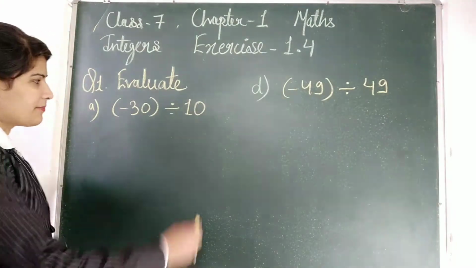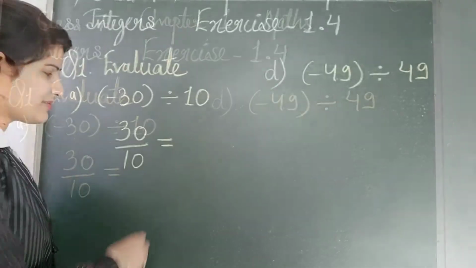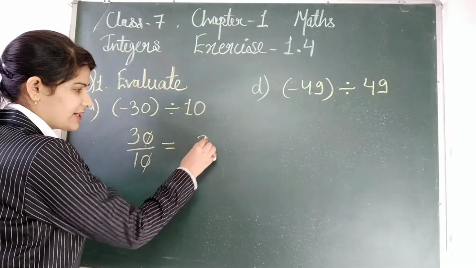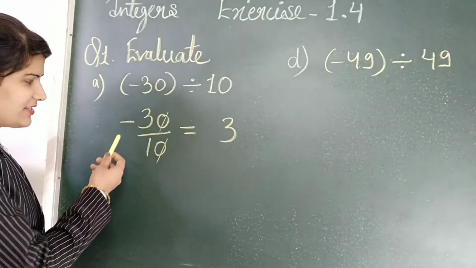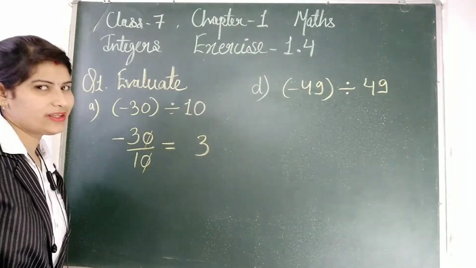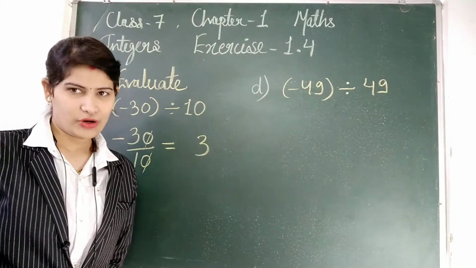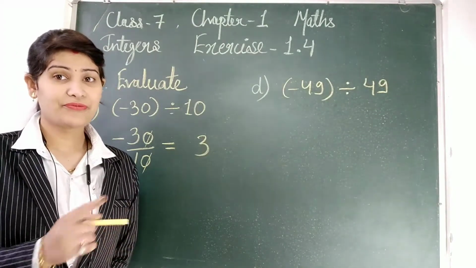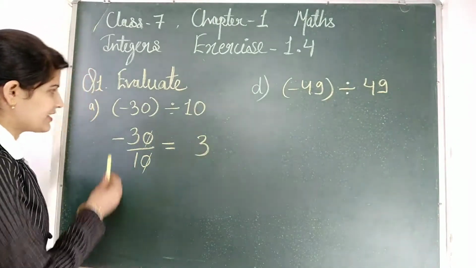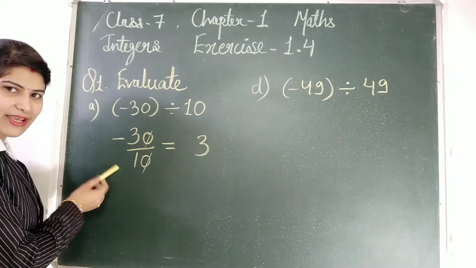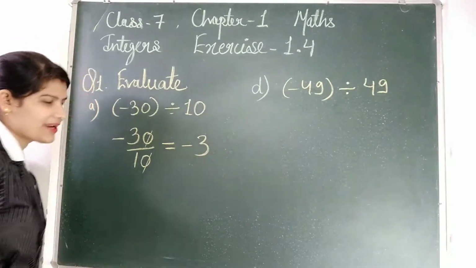What will you get? Minus 30 divided by 10. You know very well that 30 divided by 10, the 0s cancel, that means 3. But what about the minus? Here we have a negative integer and a positive integer. When we divide a negative by a positive, what will you get? I have already told you that there are different signs. So you will get a negative sign. If there is a different sign, meaning here is minus and here is plus, then the answer will have a minus sign.